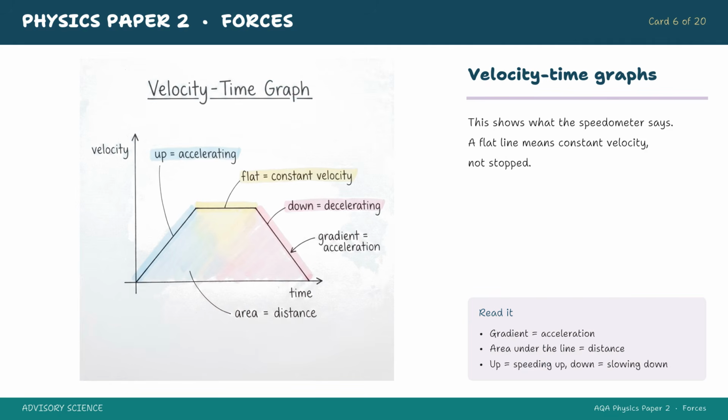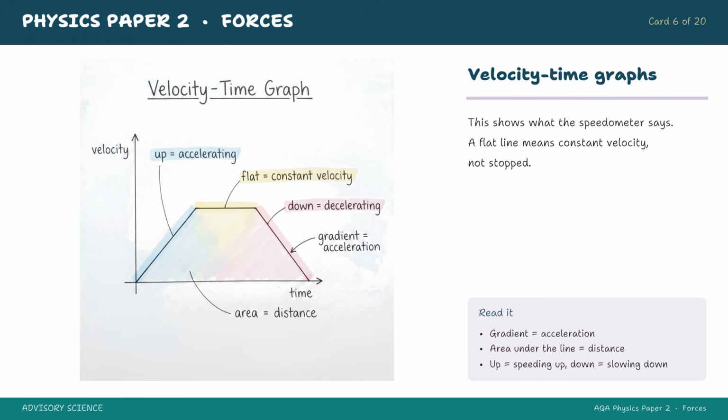The velocity time graph. Think of this graph as answering the question, what does my car speedometer say? A flat horizontal line does not mean you've stopped. It means you're moving at a constant velocity. Your speed is frozen at one steady number, like cruising down the motorway at 60 miles per hour.